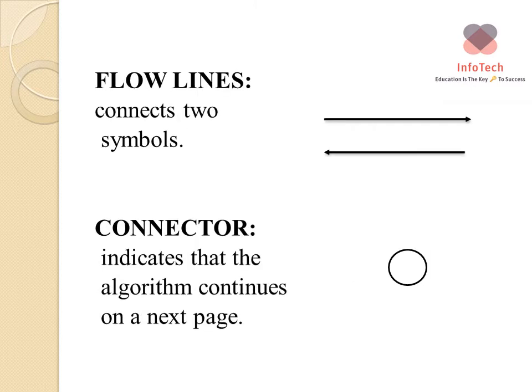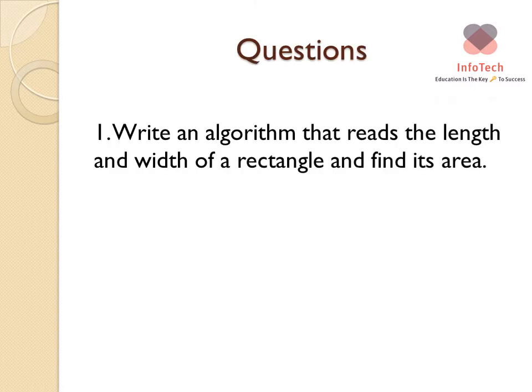You also have your flow lines. Now your flow lines are used to connect each of these symbols. And also your connector bar, which indicates that the algorithm continues on another page.